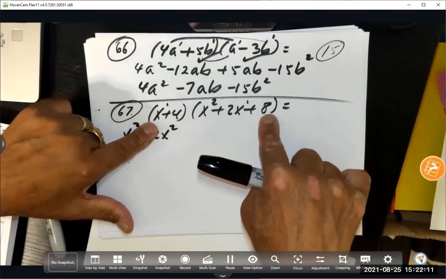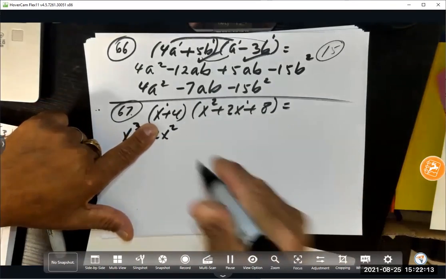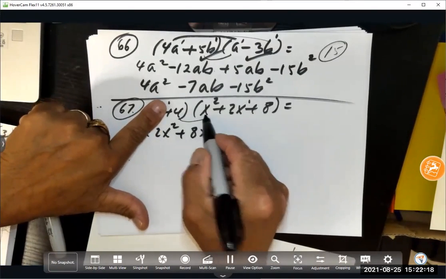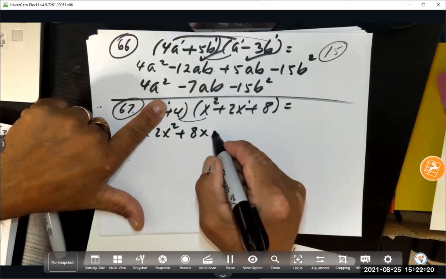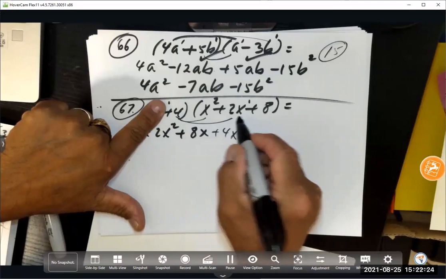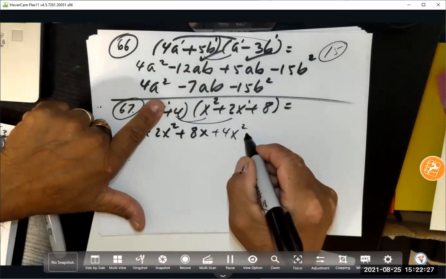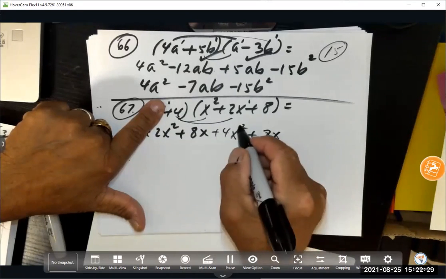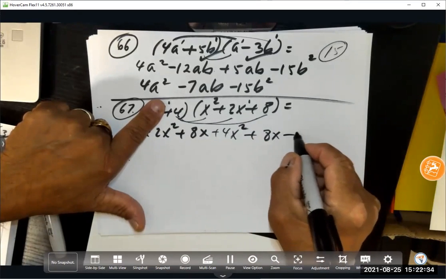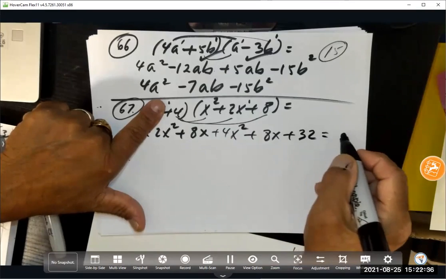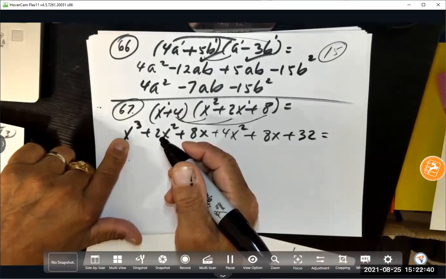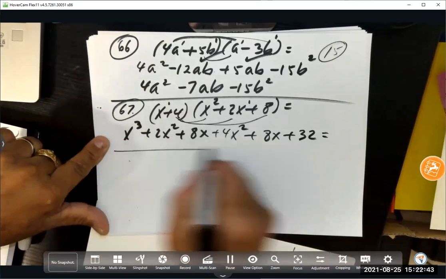Now, what's x times 8? 8x. Okay, so now this one. 4 times x squared. 4x squared. 4 times 2x. 8x. And 4 times 8. 32, that's right. So now, let's put them together. X cubes. Any more x cubes? No, that's it.